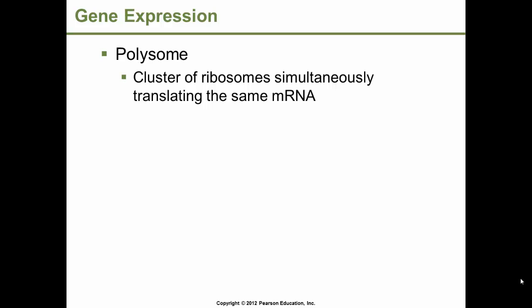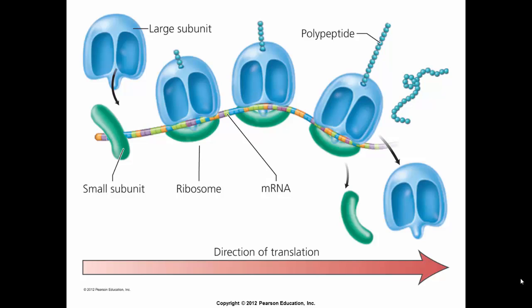A polysome is a term used to describe a cluster of ribosomes that are simultaneously translating the same messenger RNA transcript. And this is just an image where it shows that you have multiple ribosomes that may be working on the same messenger RNA transcript at one time.